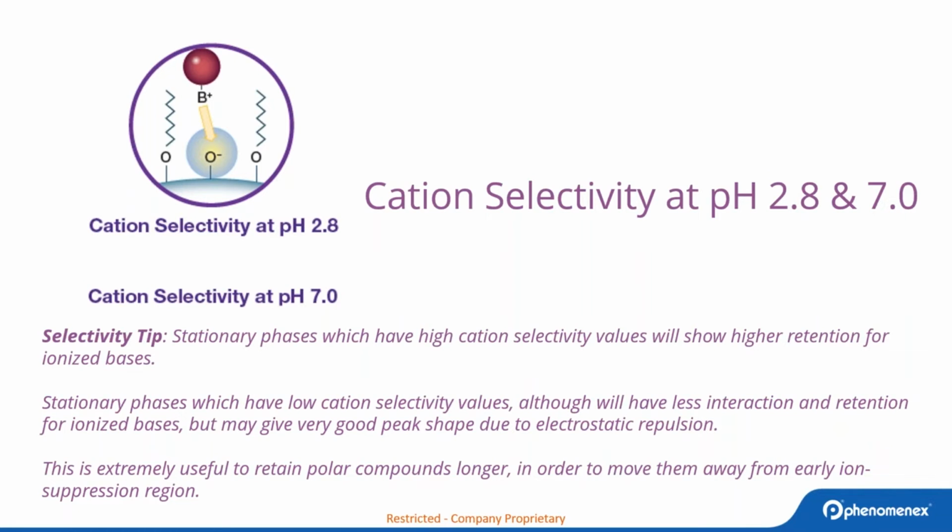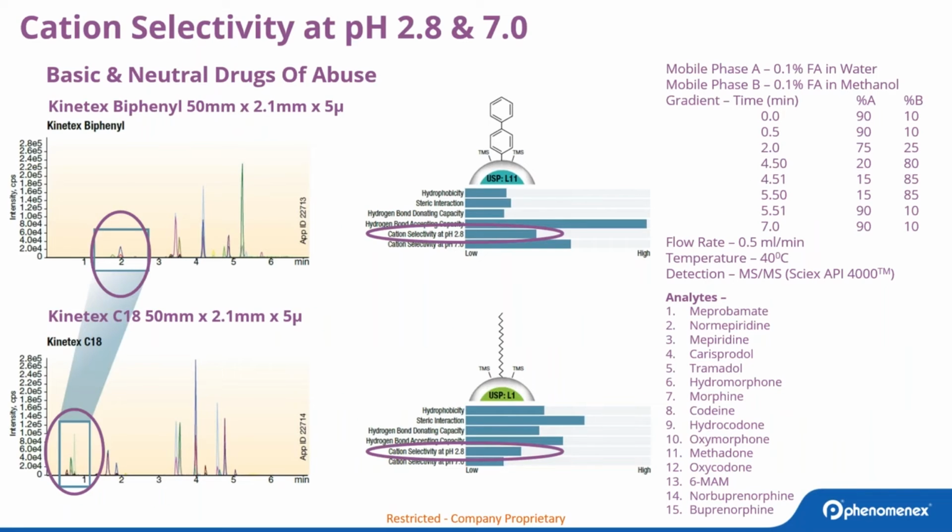This is extremely useful to retain compounds longer and in order to move them away from the void or from early ion suppression region if you're working with mass spec. Here's an example of this. So we have basic and neutral drugs of abuse, and we have it on, first, we tried a C18. Right? We have a large amount of different analytes that we're looking at. So we go to C18 first.